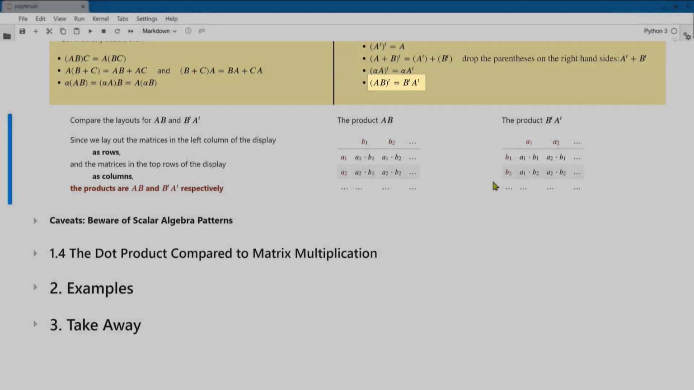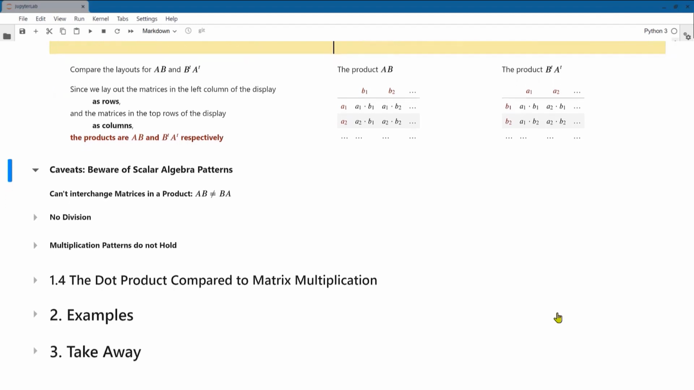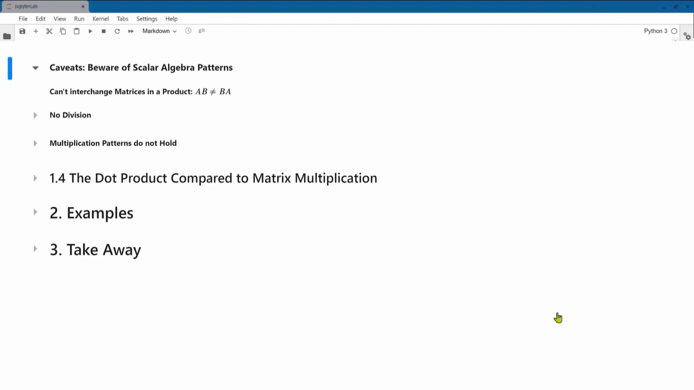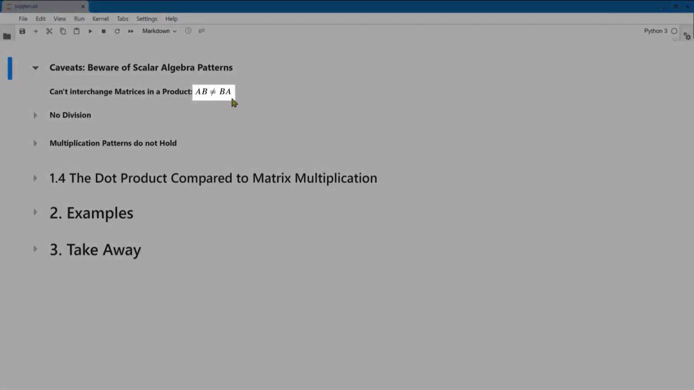Now, one thing that happens with all of these is that some of the scalar algebra patterns that we are used to do not hold for matrices. The first one we've already seen, that A times B is not equal to B times A. We have to be careful of the order. We can't interchange matrices as we go.